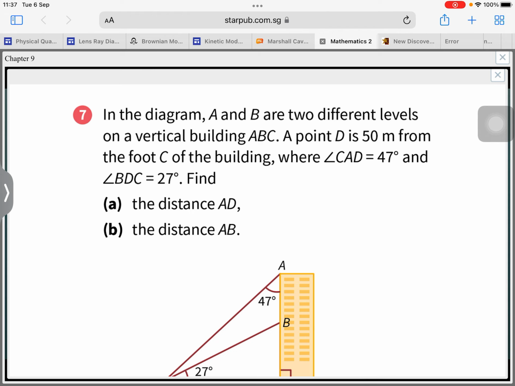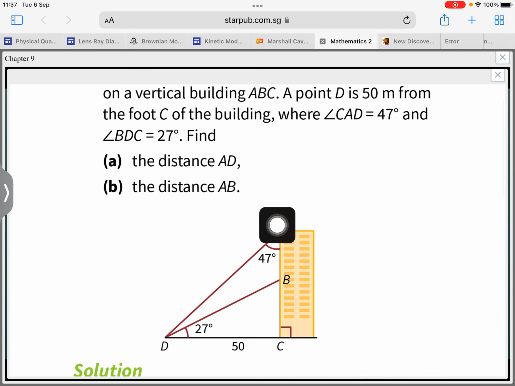In the diagram, A and B are two different levels on a vertical building ABC. So vertical building means this is a straight line. The point D is 50 meters away from the foot C. We know that this is a right angle because all buildings are supposed to be perpendicular to the ground. Then they tell us the angle CAD, this angle, is 47 degrees. BDC is 27 degrees. They ask you to find the distance AD.